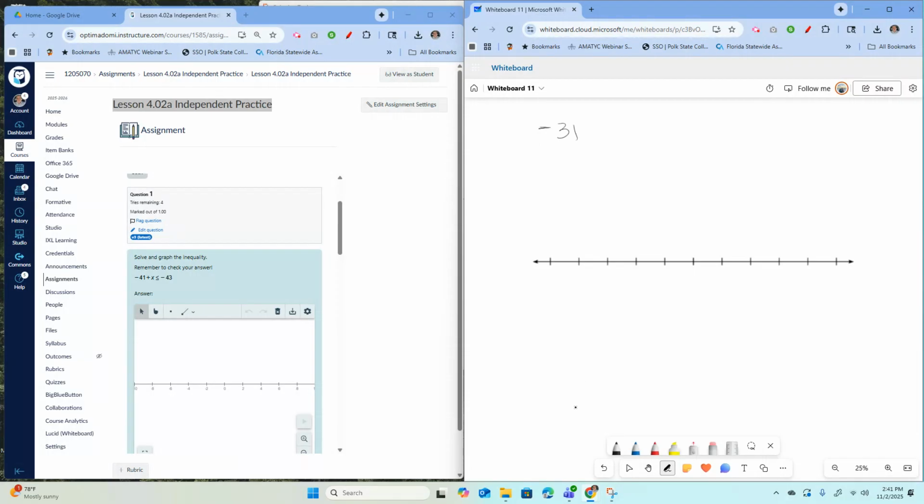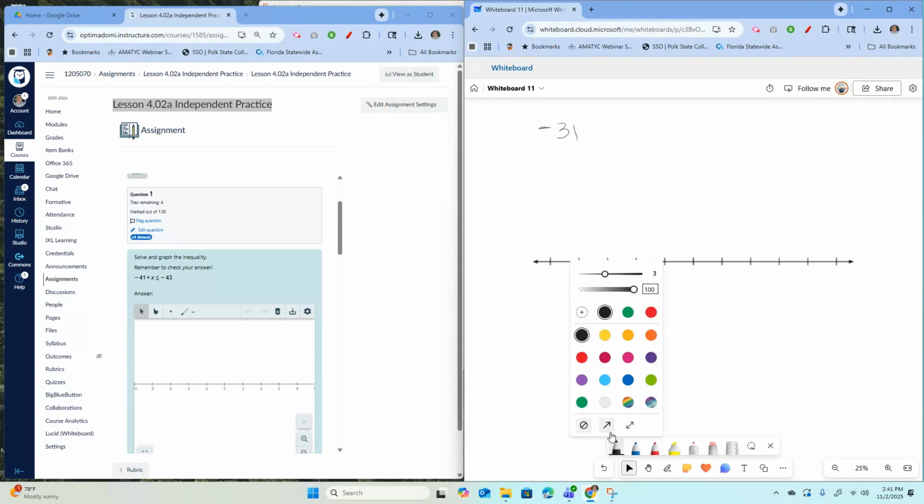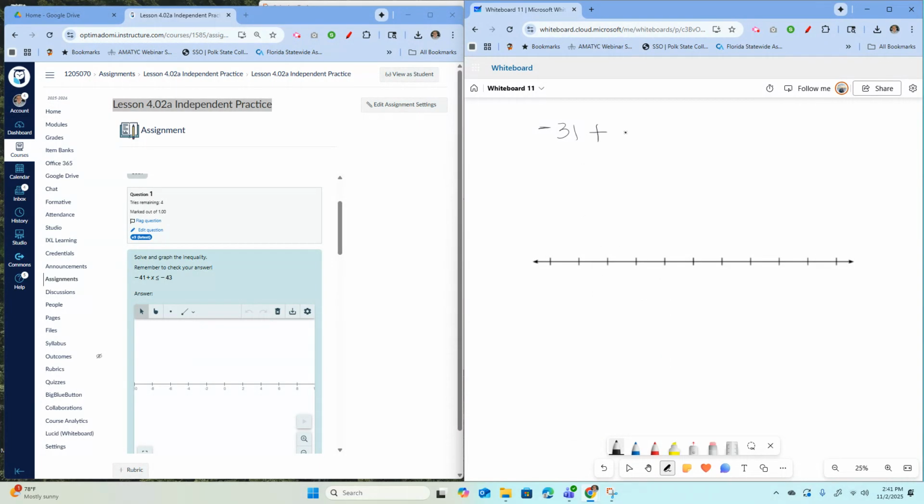So let's say I have negative 31 plus x is less than or equal to negative 33. The whole idea is I need to leave this x by itself.